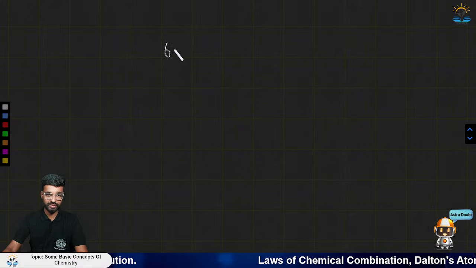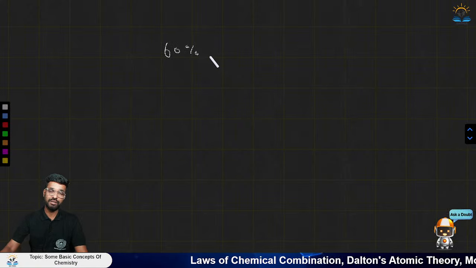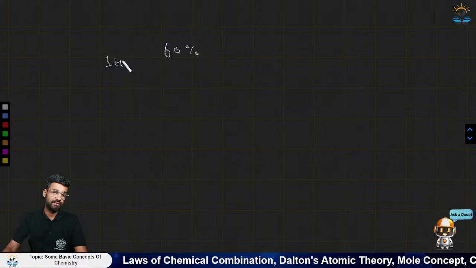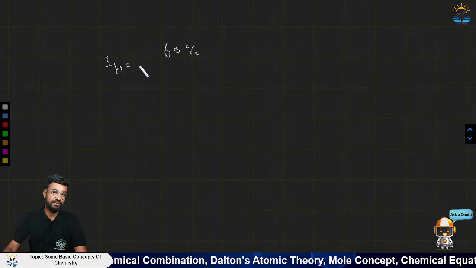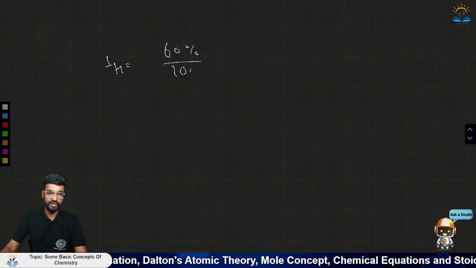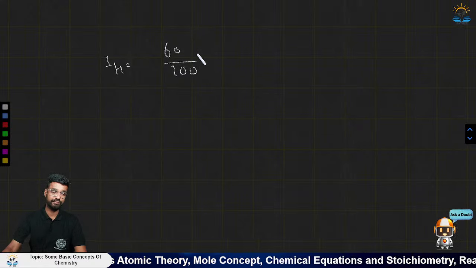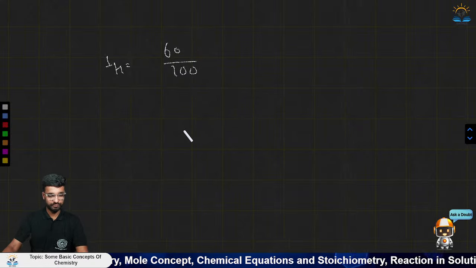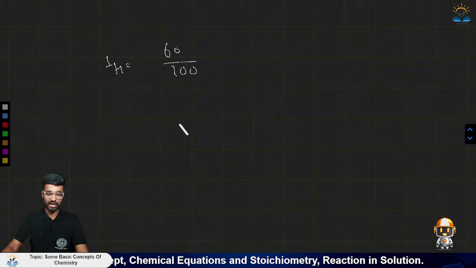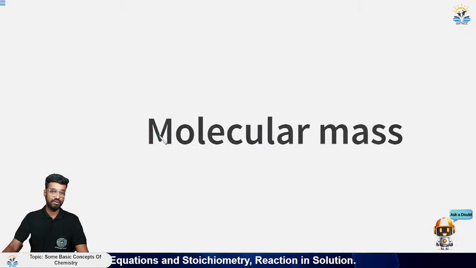Suppose 60% of hydrogen is 1H. Then we take the fraction as 60 by 100. This is the ratio, the fractional abundance of 1H.